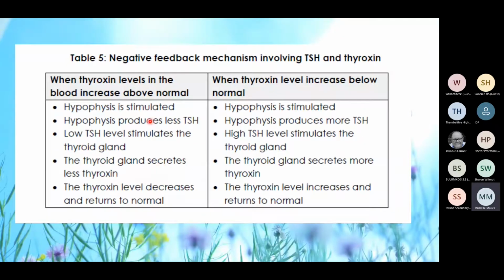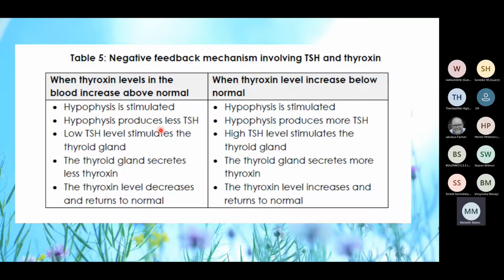So if you look at table number 5, what should you highlight? Hypophysis is stimulated. Hypophysis, there are our keywords, less TSH. Low TSH levels are stimulated to the thyroid gland. Thyroid gland secretes less thyroxine. Thyroxine levels go back to normal. It decreases. Highlight that, grade 12. Highlight that.